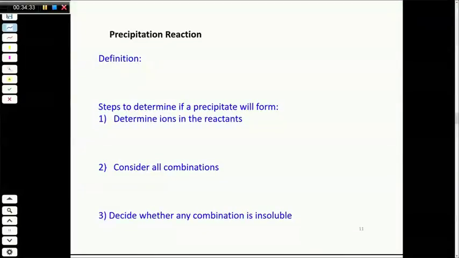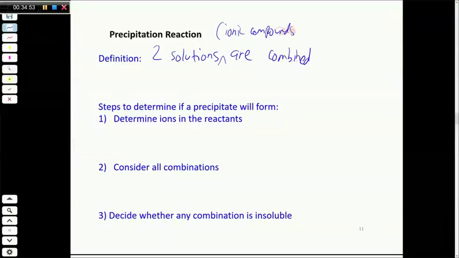So in a precipitation reaction, we're combining 2 aqueous solutions. And what I should mention is that these involve ionic compounds. So we're mixing 2 aqueous solutions of ionic compounds together. So initially all of the compounds are dissolved into the solution. You have homogeneous, clear solutions.